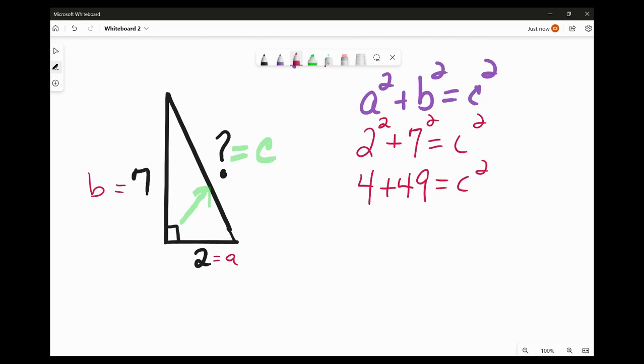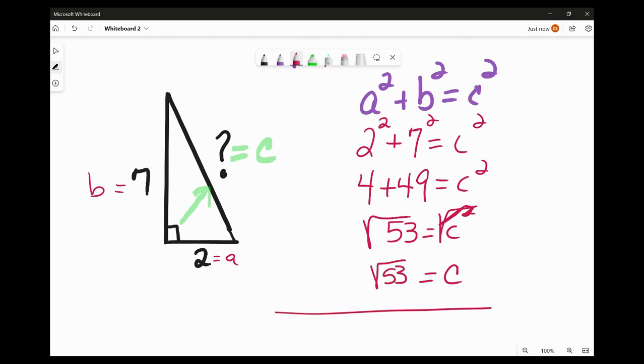Remember that square means that number times itself, okay? And then I'm going to add that up, and I'm going to get 53 equals C squared. So I want the square root of both sides, right? And the square cancels out the square root. I'm left with C. And then I have to figure out what the square root of 53 is. So from there, you can put it on the number line. I know it's between the square root of 49, which is 7, and the square root of 64, which is 8.